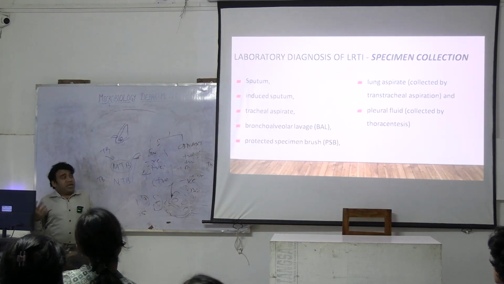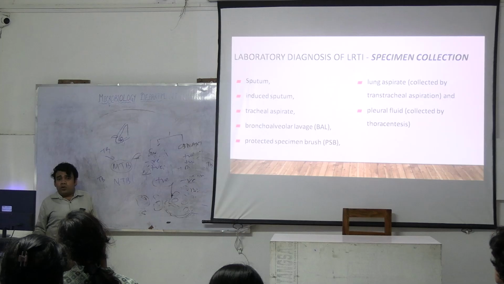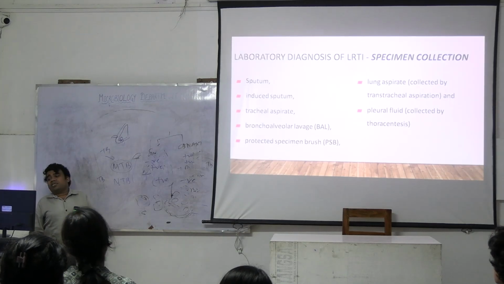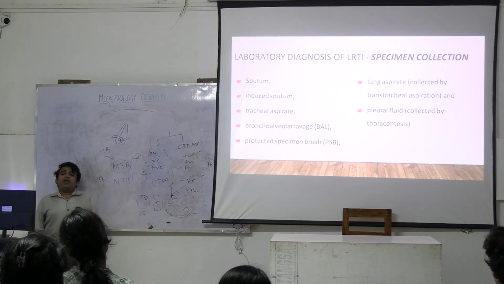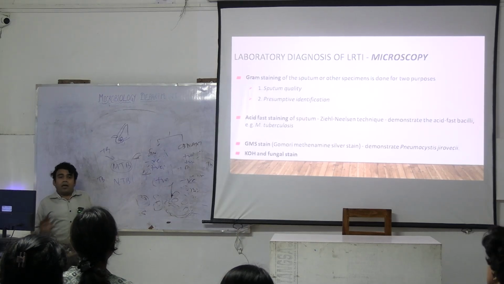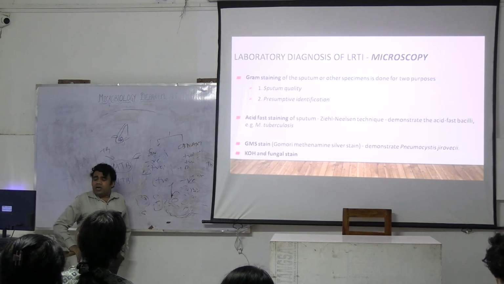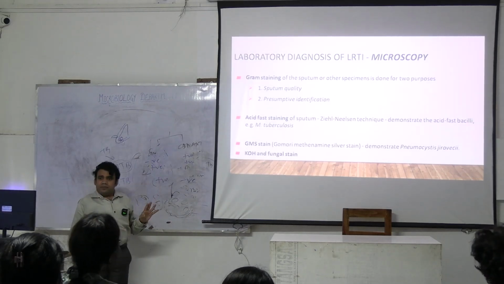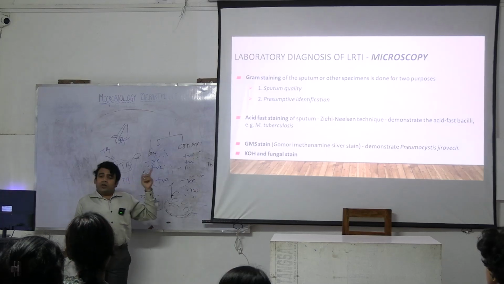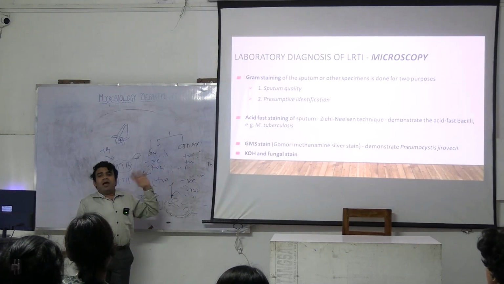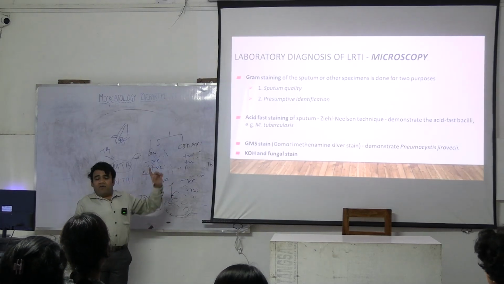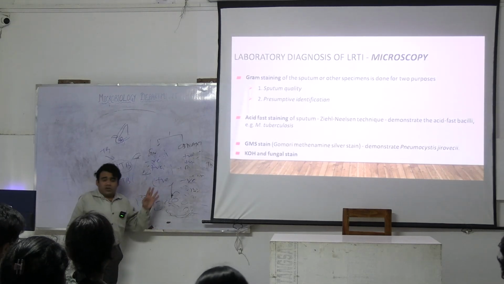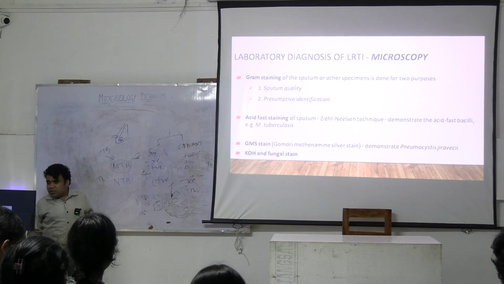Tracheal aspirate if needed, for example in atypical pneumonia or tuberculosis, bronchoalveolar lavage, protected brush sampling, lung aspirate, pleural fluid, or even lung biopsy can be the sample. What kind of test that we can do? We can go for basic idea জন্য হচ্ছে Gram staining. Next, for tuberculosis and NTM we can go for acid fast. For fungal we have to go for either GMS or KOH. আরো ফাঙ্গাল স্টেন আছে, কিন্তু generally GMS, KOH fungal stain can be done.